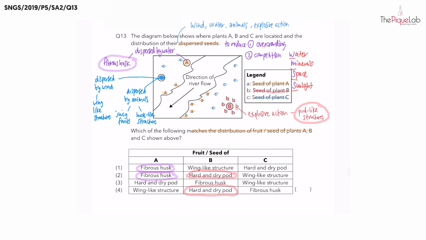If you take a look at plant C, are there any options which describe special features of fruits or seeds dispersed by animals? No, but we do see the wing-like structure, which we have already established could have been a possible characteristic of plant C, which was dispersed by wind. Hence, the only option which correctly describes all 3 fruits would be option number 2.